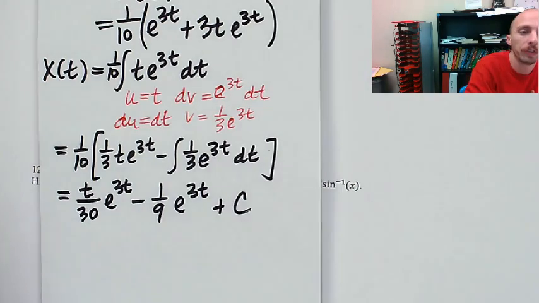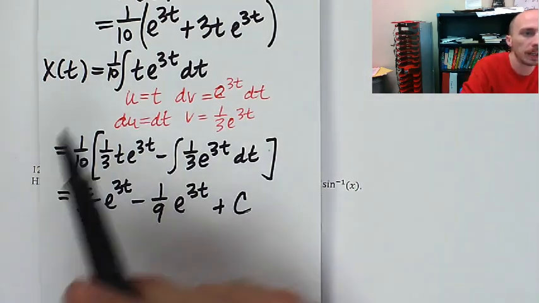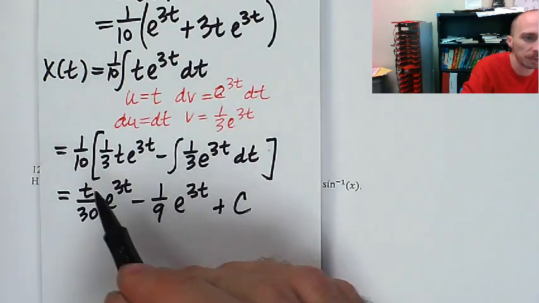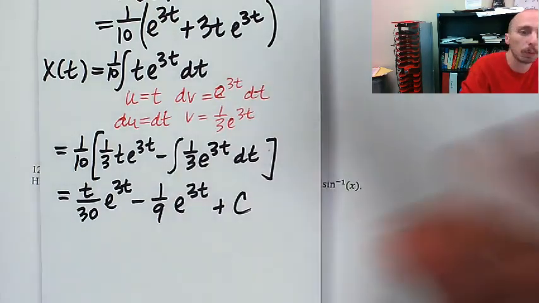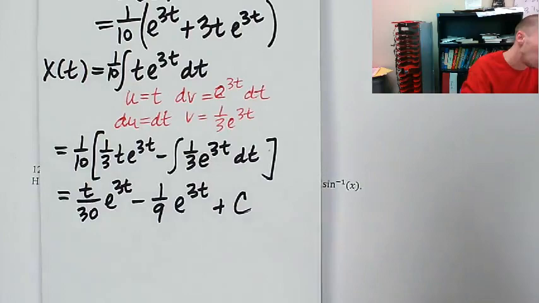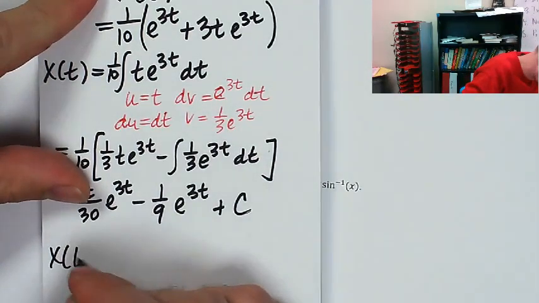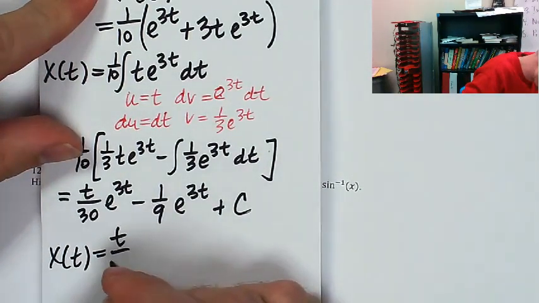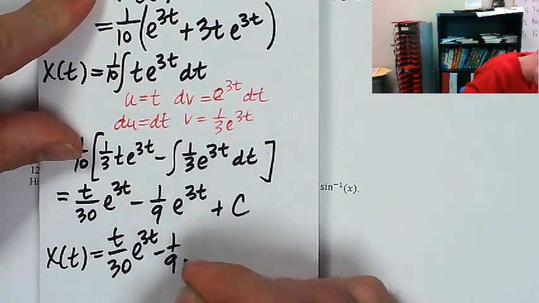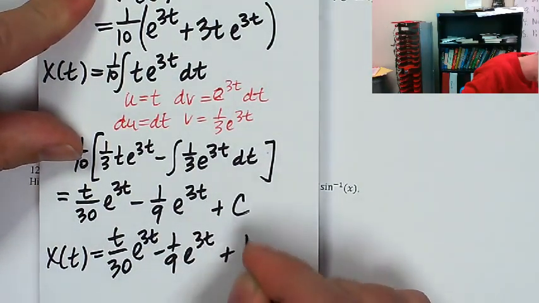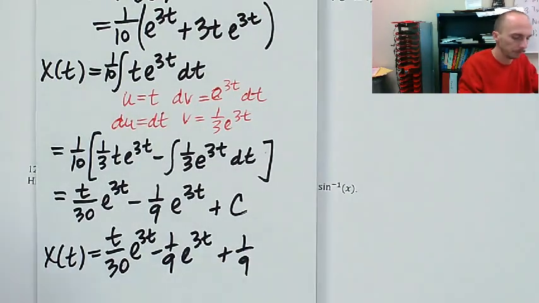X of 0 equals 0. So if I plug in 0 for time, this is going to be 0. This thing would be 1. So I'd have negative 1/9 plus c needs to equal 0. I've got c equaling 1/9. So x of t equals t over 30 e to the 3t minus 1/9 e to the 3t plus 1/9. And there we have it.